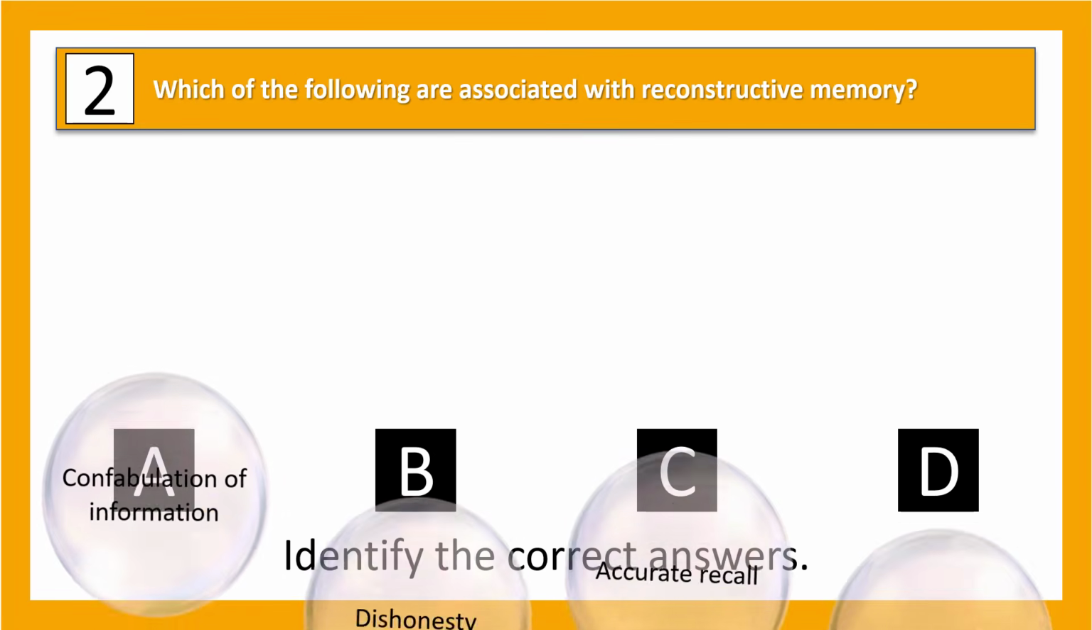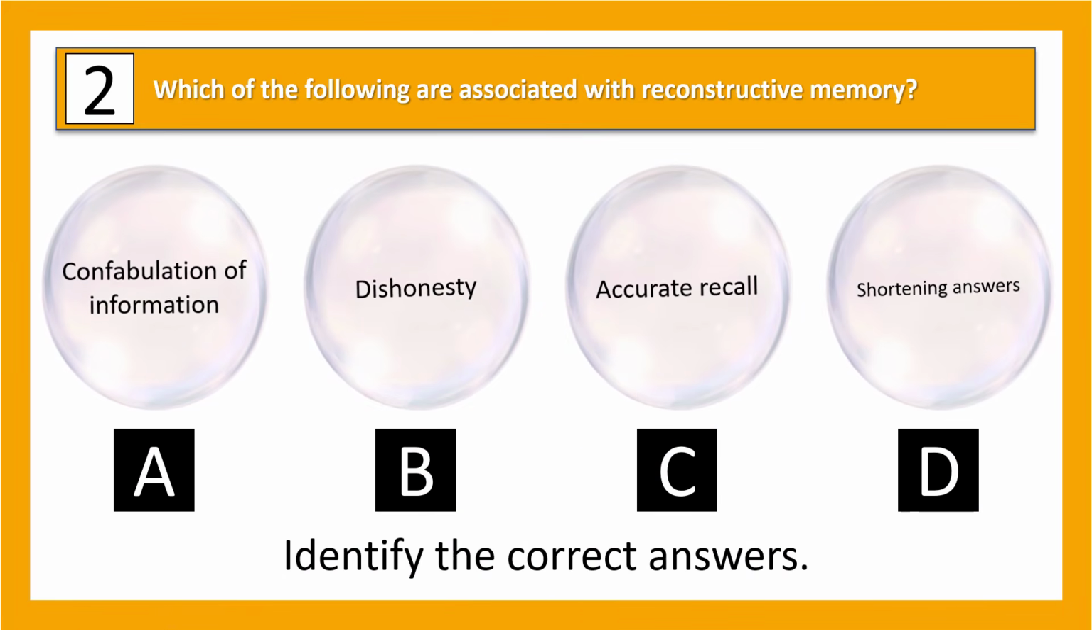Let's try that again. Which of the following are associated with reconstructive memory? Confabulation of information, dishonesty, accurate recall, shortening of answers. What do you think? You can have a guess at how many you think are correct, or you may be able to spot which are the actual correct ones, and even further, justify why they're correct.